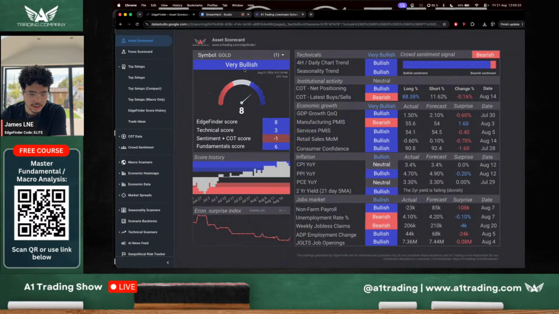But as we can see, gold is getting a very bullish reading here on the Edge Finder. It's got a score of 8. The 3 pillars are in line. So the 3 pillars, as far as I'm concerned, are the 3 categories that really feed into central bank policy, which is economic growth, inflation, and jobs market.